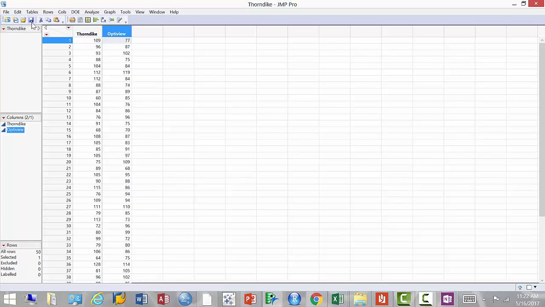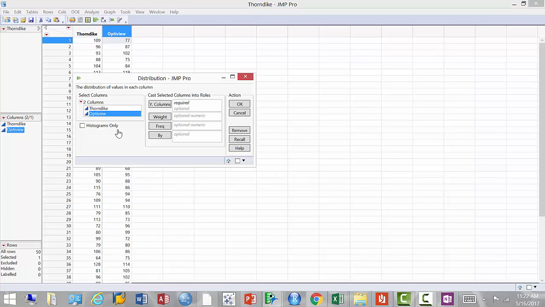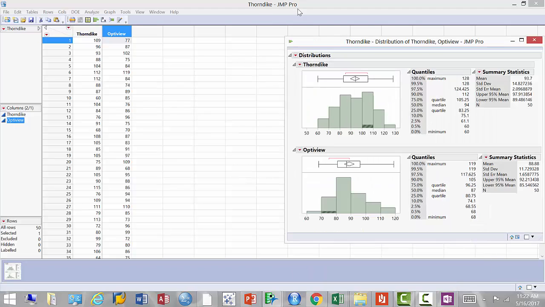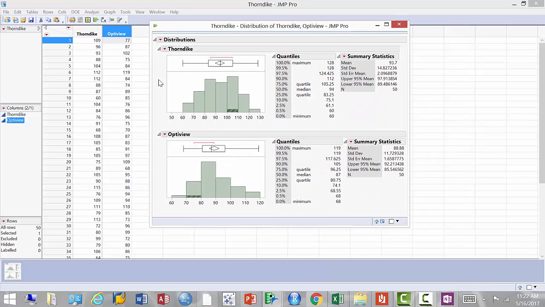How do I do that? Very simple. Let's plot the histogram for both of them. So I go to Distribution and select Thorndike and OptiView, select them both and plot them. And let me go ahead and stack them. All right. So what do you think? Sample number 1, Thorndike. Does it look more or less normal to you? It does, right? How about sample number 2, OptiView? It's a little bit skewed, to the right. But overall, it doesn't look too terrible. So by visual inspection, I'd say we're okay.